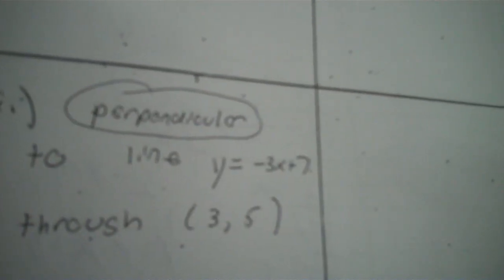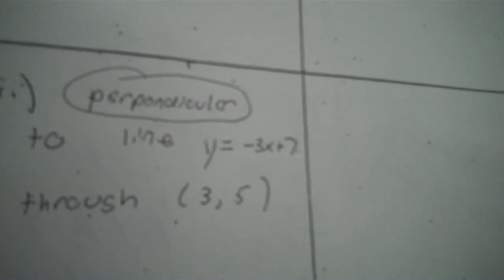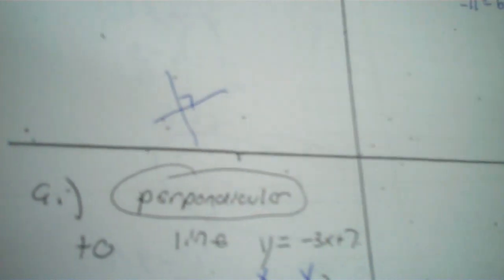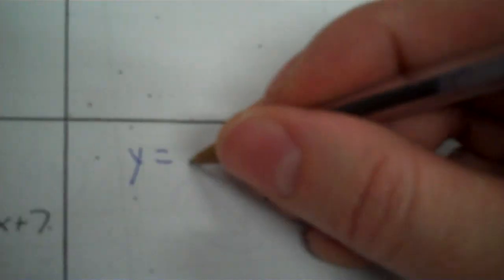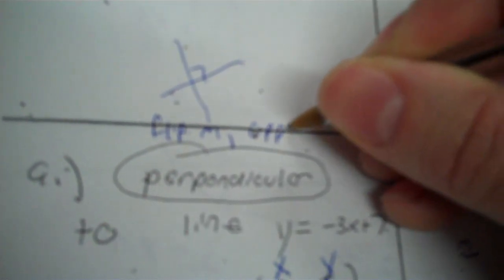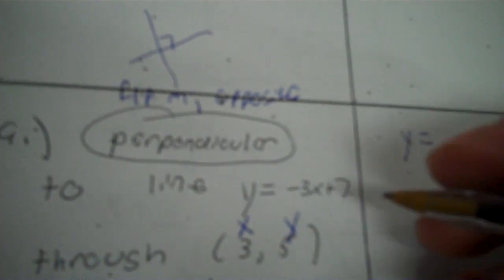Okay, perpendicular to the line y equals -3x plus 7 through, when x is 3, y is 5. Now if you want to visualize two perpendicular lines, they cross and they form a right angle, 90 degrees. So we have to write the equation of a line that's perpendicular to this line. Now, how do you do a perpendicular slope? Well, we need to flip the m upside down and make it opposite. It's like you're finding the reciprocal of the m, flipping it, making it opposite.